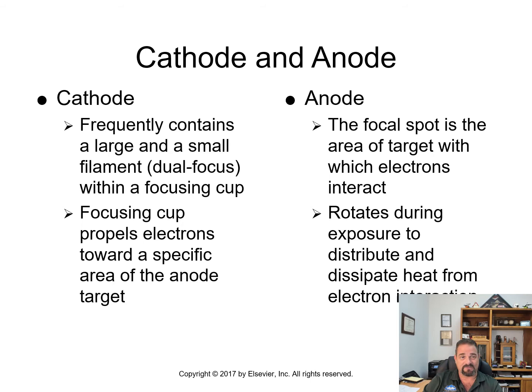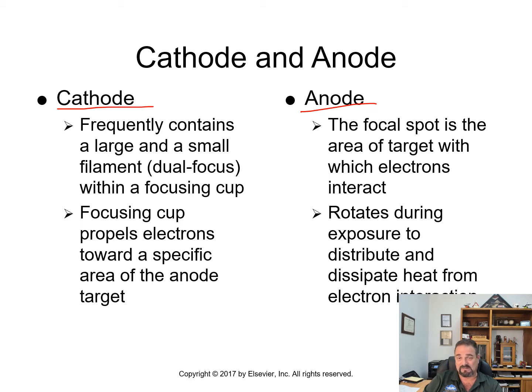All right, cathode. Here we go again. Anode. The cathode frequently contains a large and a small filament. This is the cathode, and then if it's dual focus, with a focusing cup. Now, the focusing cup propels the electrons towards a specific area of the anode target. The anode is the focal spot, the area of the target where the electrons are going to interact with the tissue. The focal spot.